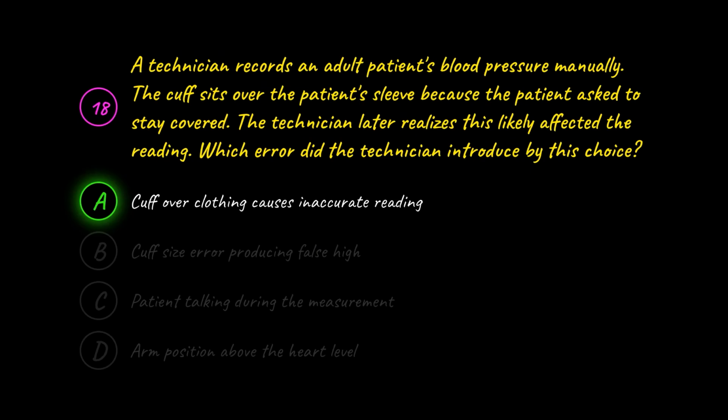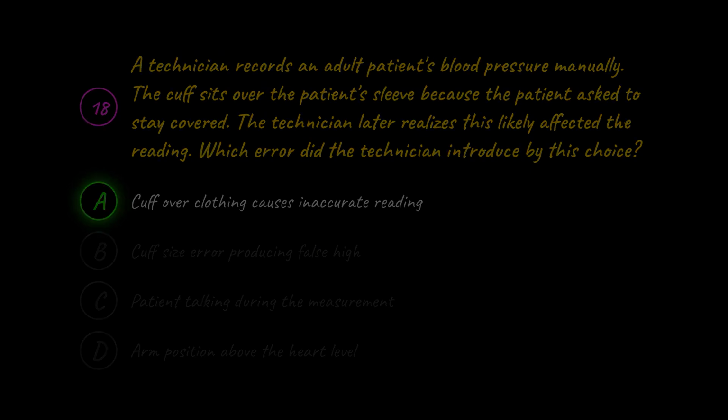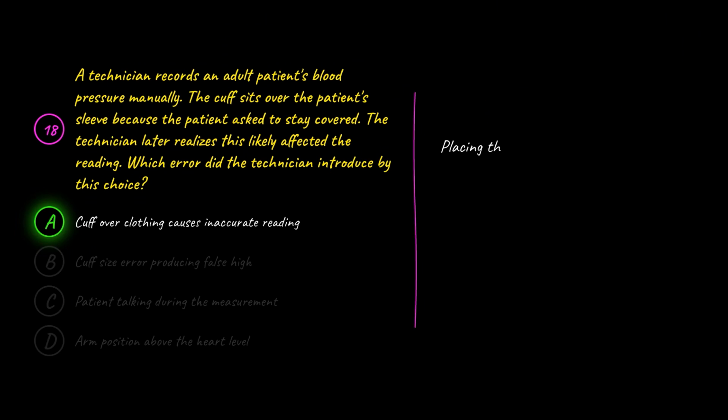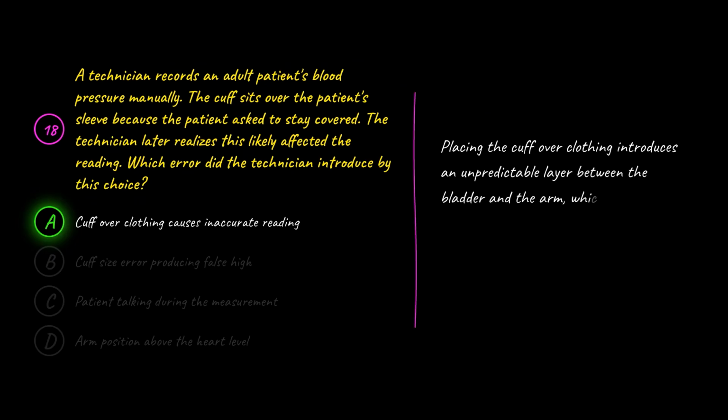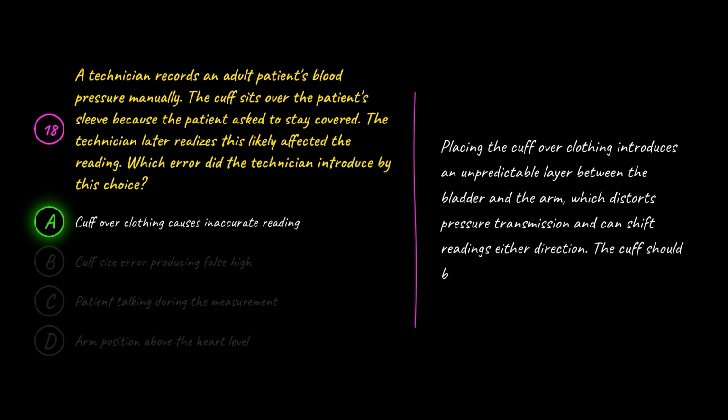Cuff over clothing causes inaccurate reading. A is correct because placing the cuff over clothing introduces an unpredictable layer between the bladder and the arm, which distorts pressure transmission and can shift readings either direction. The cuff should be placed on a bare upper arm for accurate manual measurement.